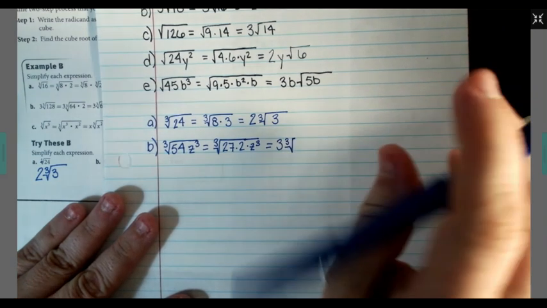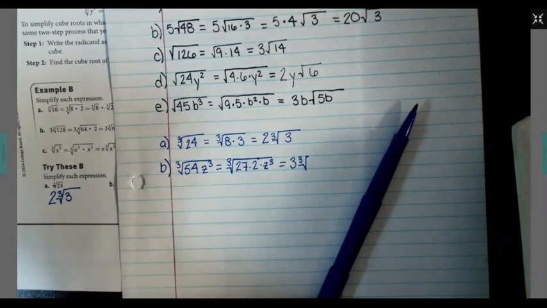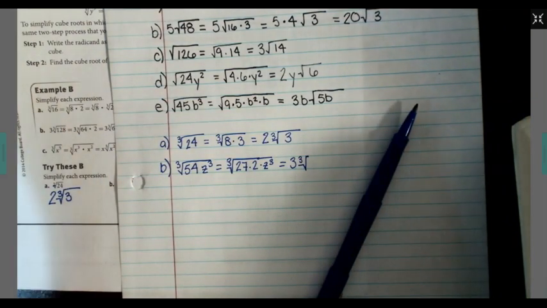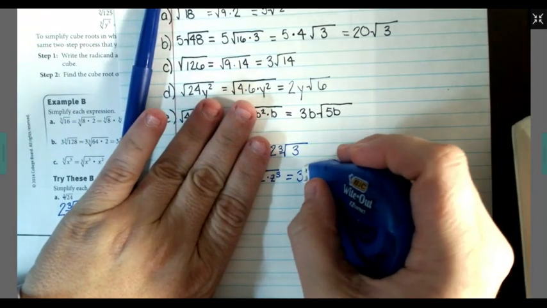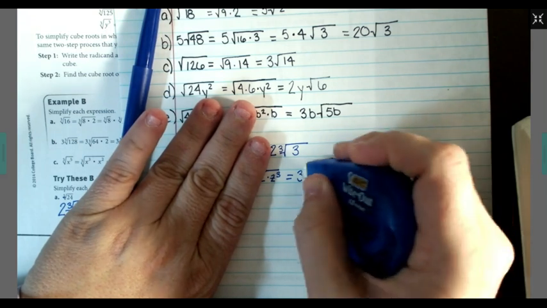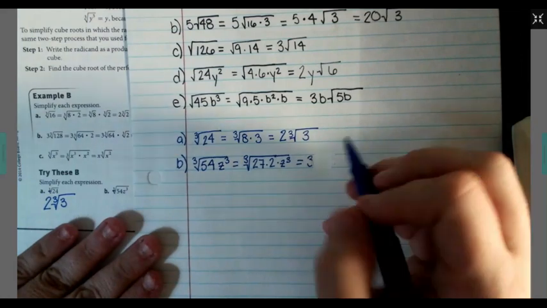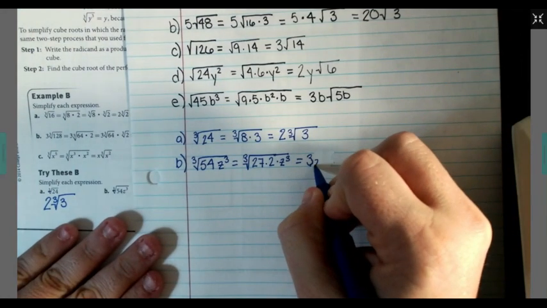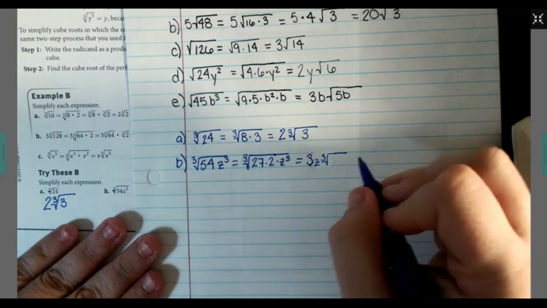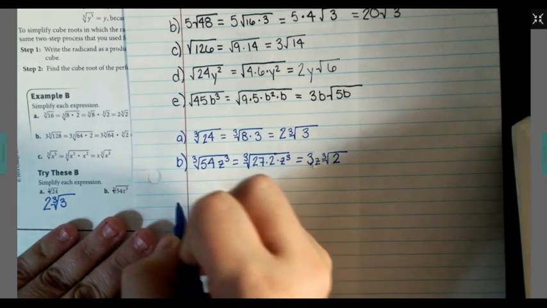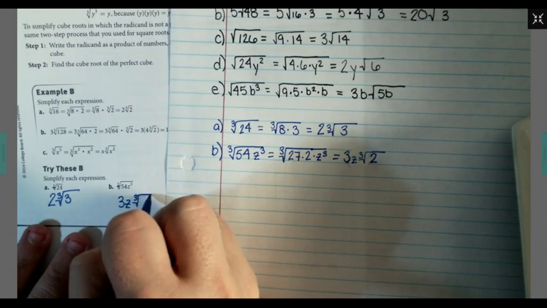Cube root, oops, I forgot a piece. Let's take a moment. Let me erase that real quick. I didn't mean to write this just yet. Let me go back and erase that part. I forgot to bring the z out. Sorry, guys. So, cube root of 2. There's a 2 left over. So we got 3z cube root of 2.